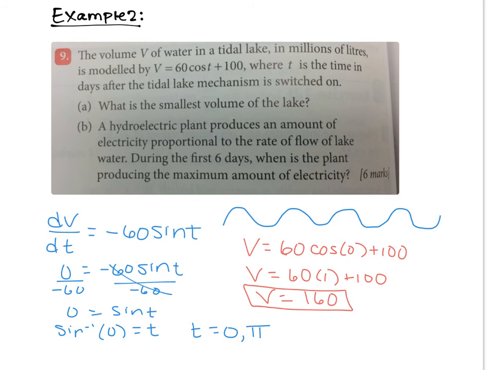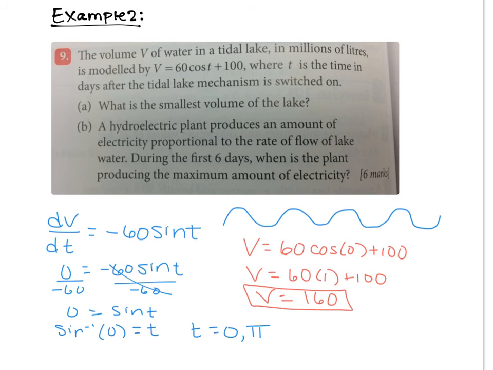So part B is a really high level question, and IB is not expecting everybody to get this problem. In fact, they're probably not expecting most people to get this problem. They're expecting the highest of the high to get this 9B part. This is probably one of the questions differentiating between a 6 and a 7. So let's take a look at it.